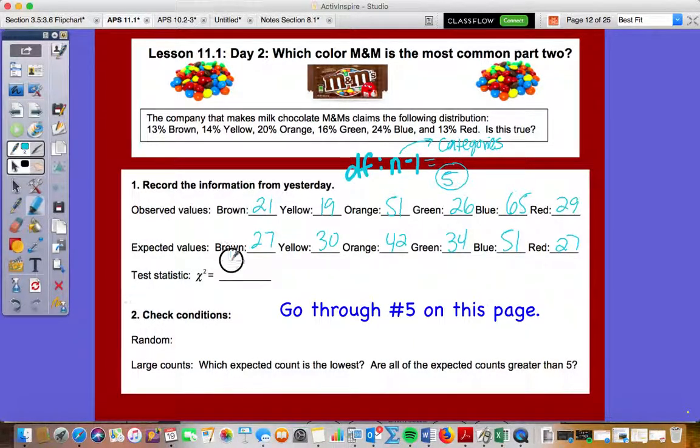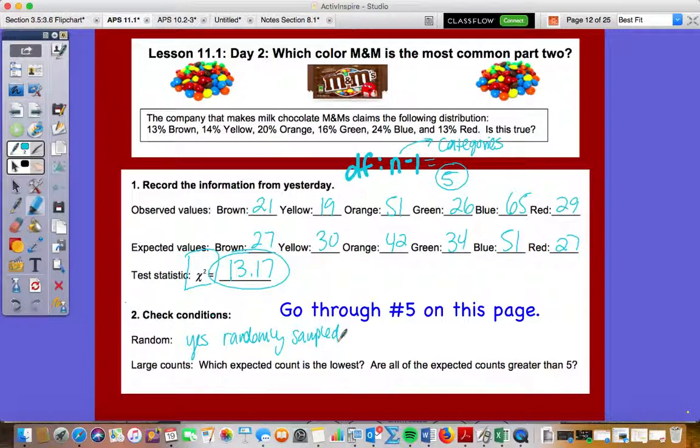So 13.17 was our chi-squared value that we should have calculated from the other day. Now, was this thing random? That's the question. Well, yes, because they were randomly sampled, right? So we would say yes, randomly sampled. Now the large counts: which expected count is the lowest? Are all expected counts greater than 5? Well, the large counts is a little bit different.